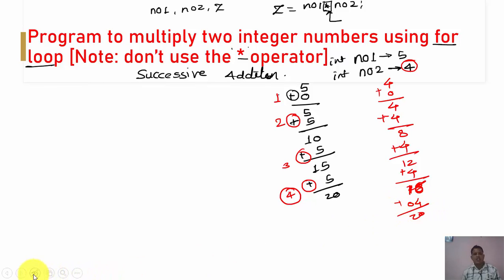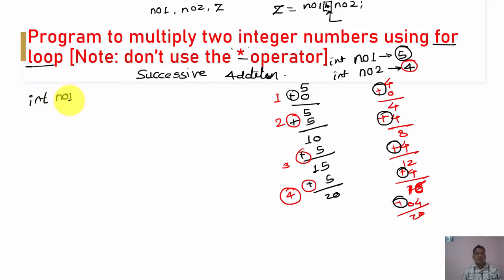If I pay attention to how many times we did the addition, this is 1, this one is 2, this one is 3, this one is 4, and the last one is 5. So it indirectly reflects the first number, right? So this logic I am now going to apply.